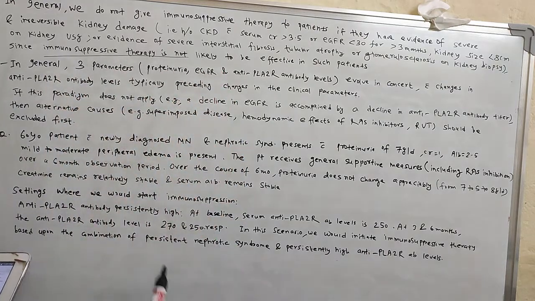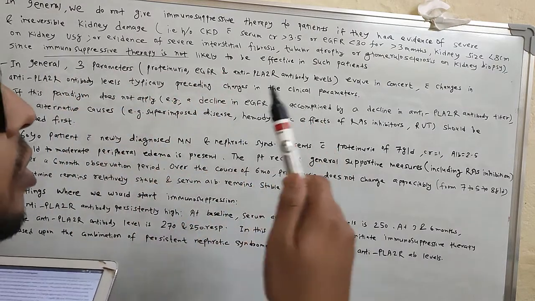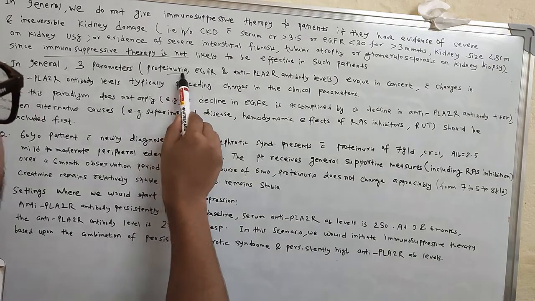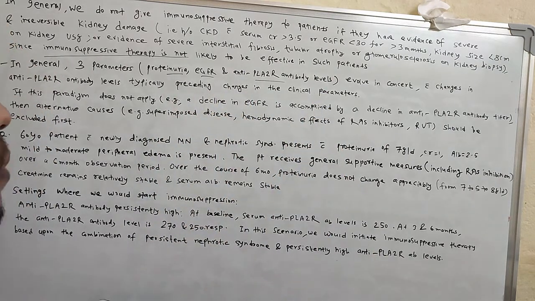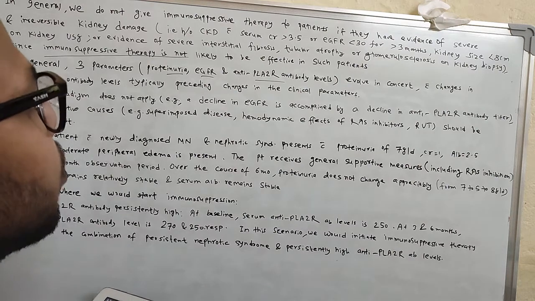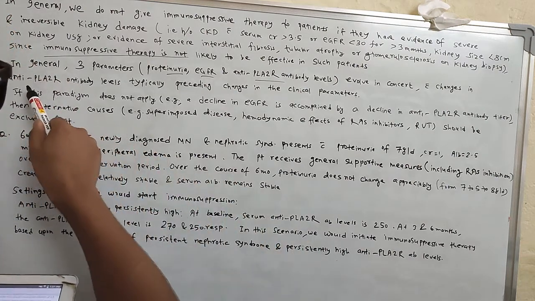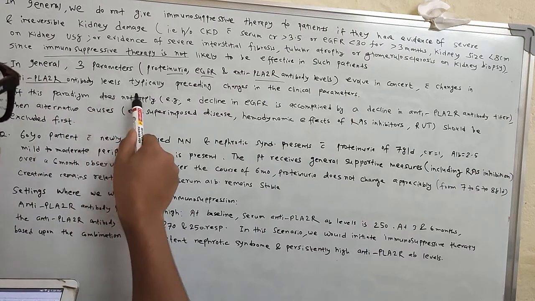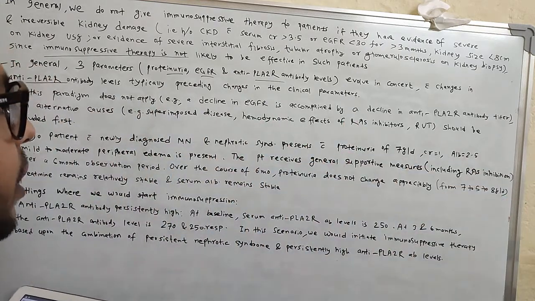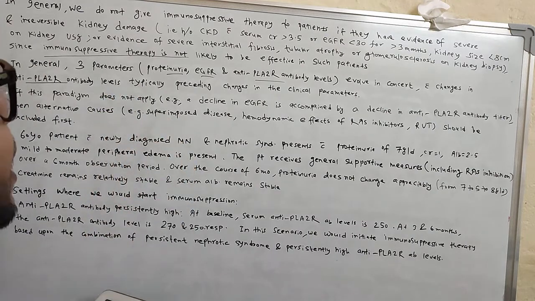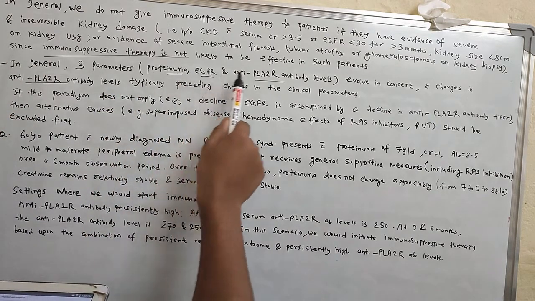In general, three parameters evolve in concert. The three parameters are proteinuria, eGFR, and anti-PLA2 receptor antibody. These three parameters evolve in concert, with changes in anti-PLA2 receptor antibody levels typically predicting changes in the clinical parameters. So this antibody level predicts the changes in the clinical parameters.